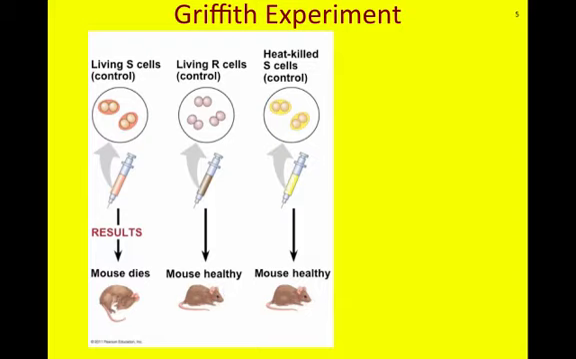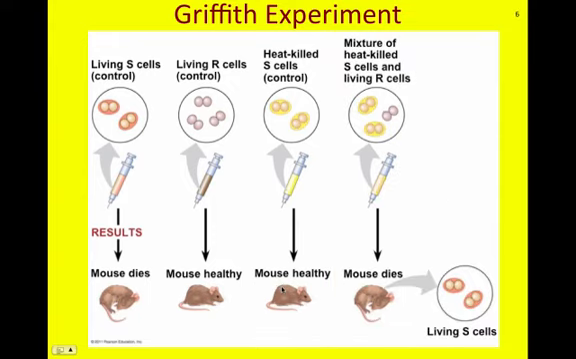The next step was that he actually killed bacteria, so he used heat to kill the S cells and injected these killed S cells into mice, and they remain healthy. Remember, the S cells are pathogenic, so they should be causing disease. But since he killed them with high heat, high temperature, the mice indeed remained healthy.